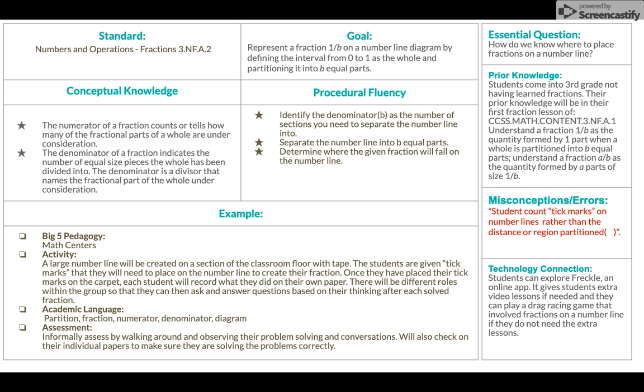For the misconception, students count tick marks on lines rather than the distance. So that's something that they have a misconception about. The technology connection that they would use is Freckles. It's an online app. It's so awesome. I've used it in the classroom before. Students have video lessons, and they can drag and they get to play. It's, again, a very interactive and fun way for these students to learn.